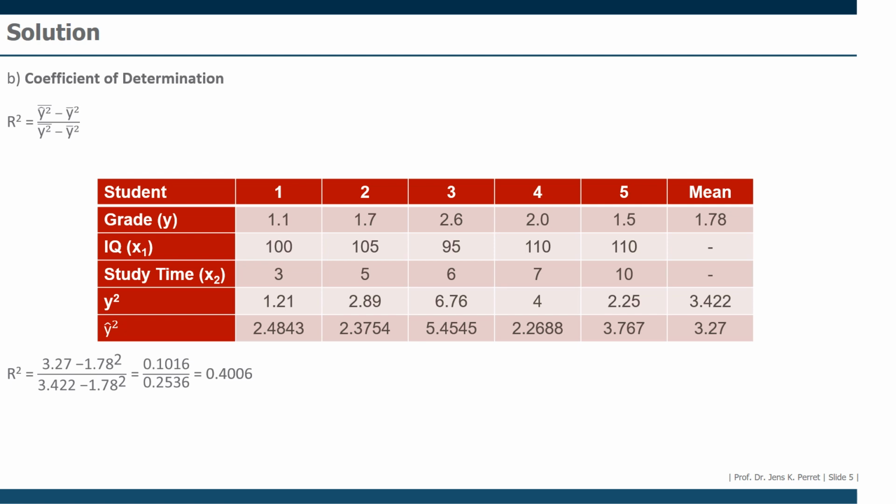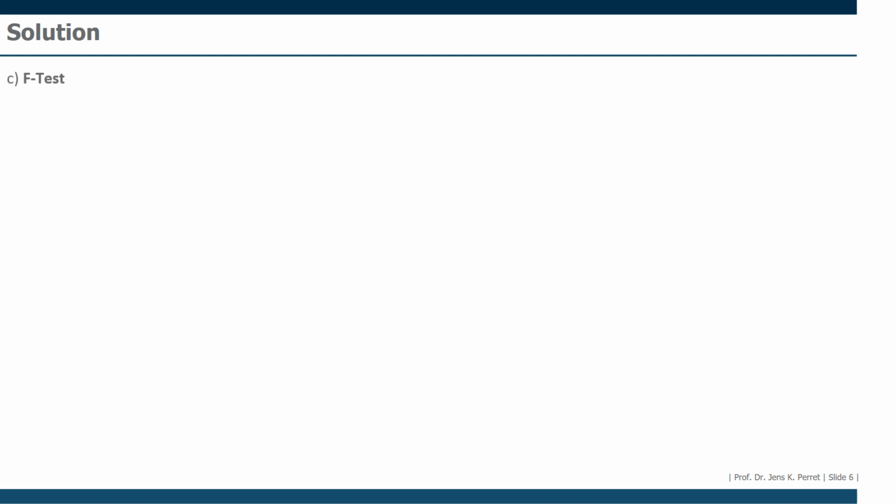That's already pretty good, but the question would be, is this good enough? And to answer this question, we're going to conduct an F-test in part C. If I ask about explanatory power, this translates into conducting an F-test. For the F-test, we need to calculate our test statistic, which follows this formula. So I need r squared. I have this from the previous slide, roughly 40%. I need k, that's the number of independent variables. Here we have 2 independent variables, so k is 2.